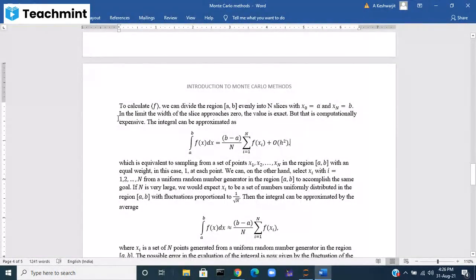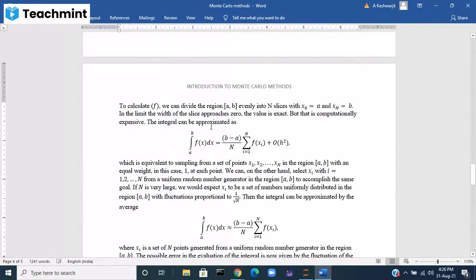In the limit, the width of the slice approaches 0 when n is very large, and when n tends to infinity, we have to calculate the value of f at each of these n points. So when the number of points is very large, it becomes computationally expensive. And so we use an approximation.